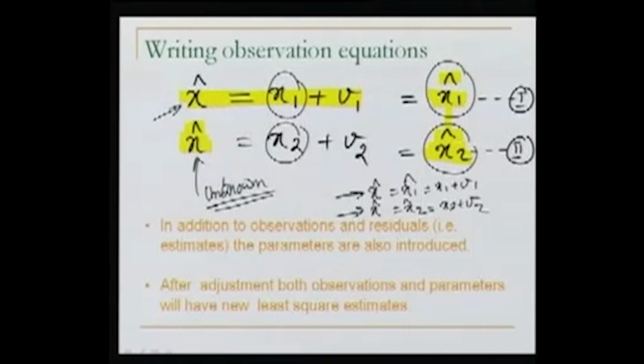They are independent observation equations. Important thing is that they are relating the unknown with the estimate of the observation. So generally this will be the form of our observation equations.